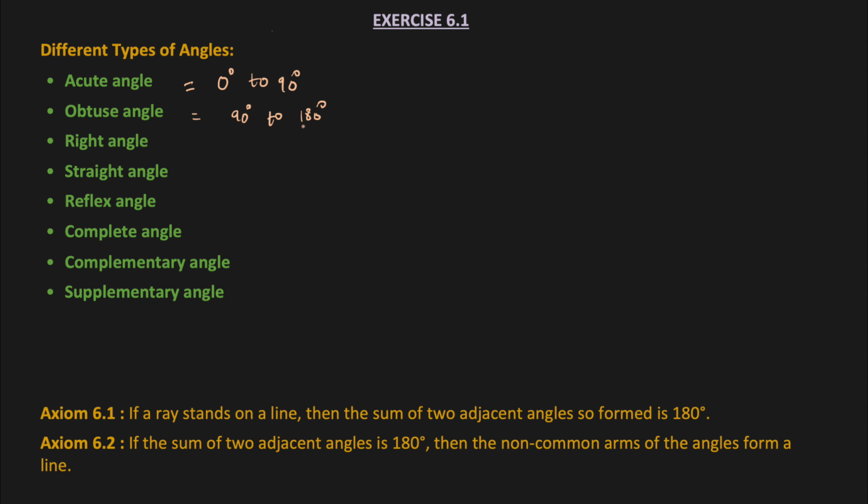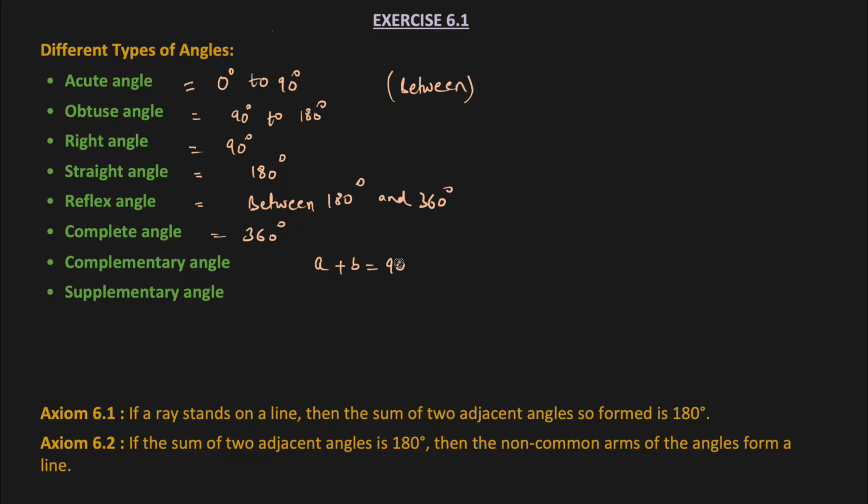Right angle is exactly equal to 90 degrees. Straight angle is exactly equal to 180 degrees. Reflex angle is between 180 and 360 degrees, right? I hope you all know this concept. Complete angle is equal to 360 degrees. Complementary angles: you have two angles, let's say A and B, and if the sum of the two angles is 90 degrees, they are complementary to each other. And supplementary, when the sum of the two angles is equal to 180 degrees.